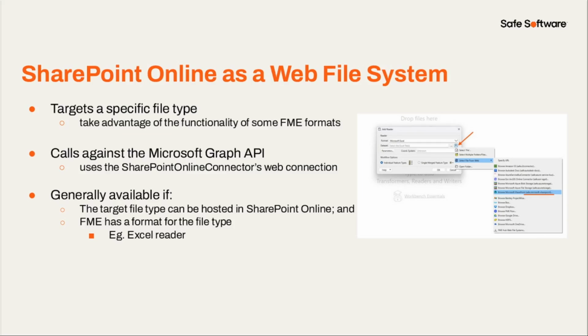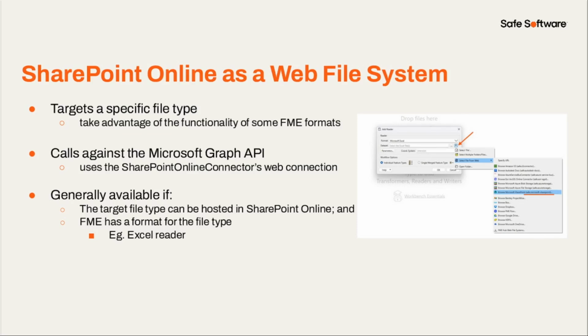You can see the method of accessing this functionality in the image shown on screen. So if the reader or format is going to offer this, it would be available under the drop-down arrow next to the dataset parameter. So you can see, just select the drop-down arrow and then select from web, and then you'll see an option for Browse Microsoft SharePoint. This functionality makes its calls against the Microsoft Graph API, so you can use the exact same web connection that you've configured for your SharePoint Online connector to take advantage of the web file system functionality.